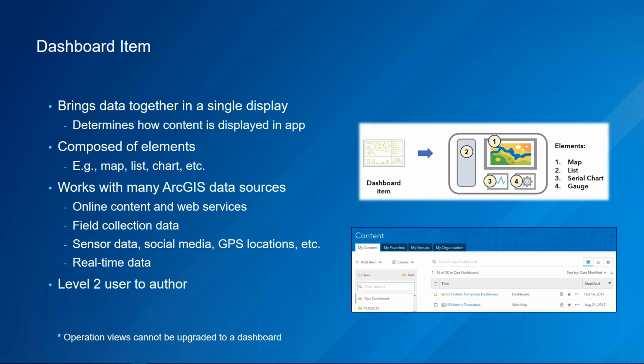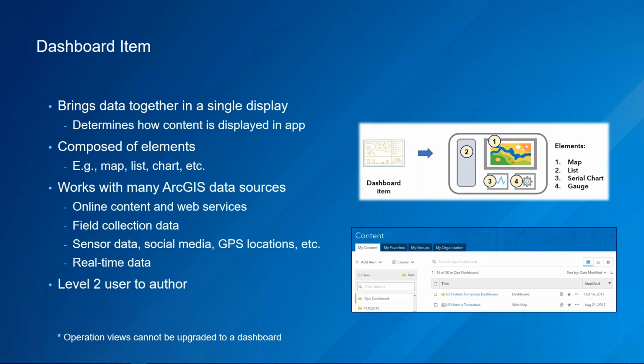And you can see by the conceptual diagram on the right-hand side here, we have a dashboard item, and we have a dashboard which is composed of 4 different elements. So 4 different pieces that form the dashboard. We have a map, a list item, a serial chart, and a gauge. And you can control and configure which elements exist in a dashboard, how they appear in the layout, and also how they interact. So it's very flexible, very dynamic, and again, we provide this all through a configurable user experience in a web browser.